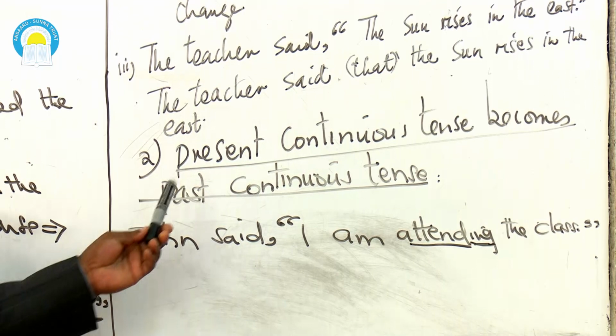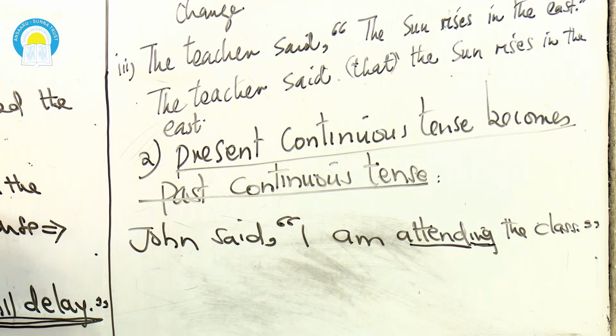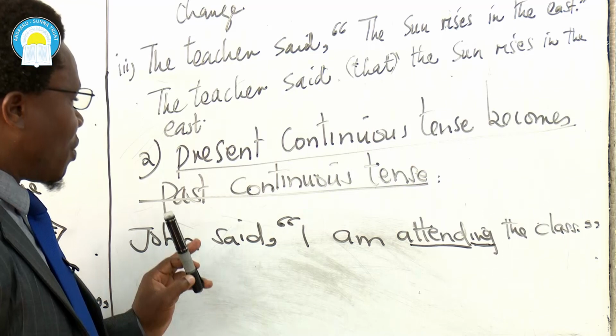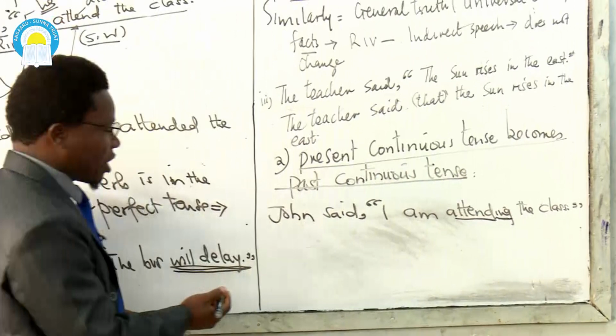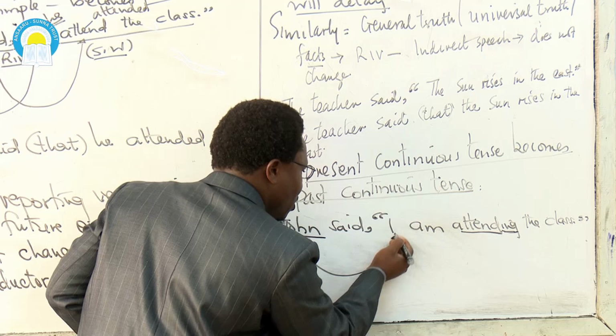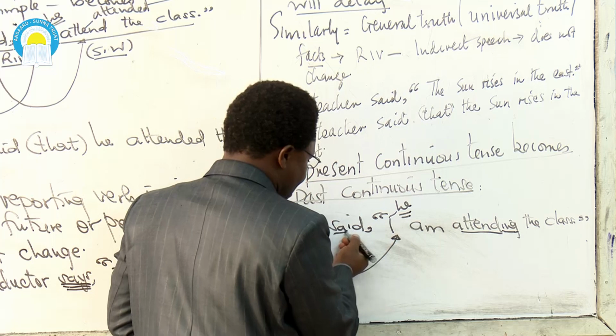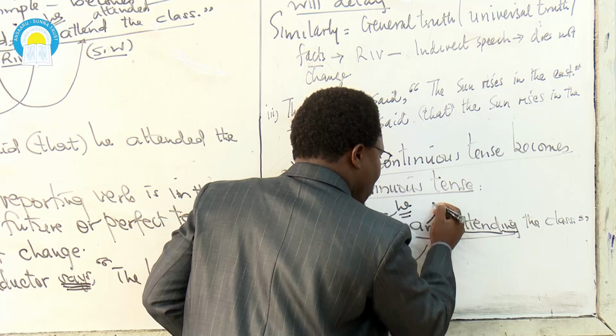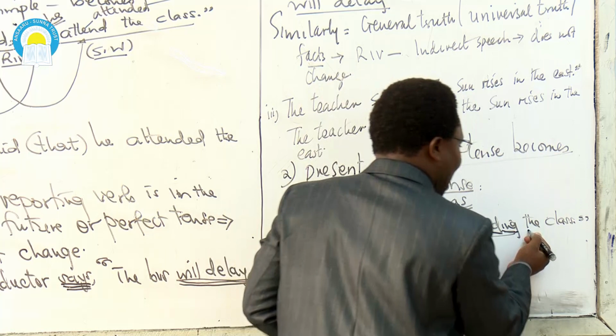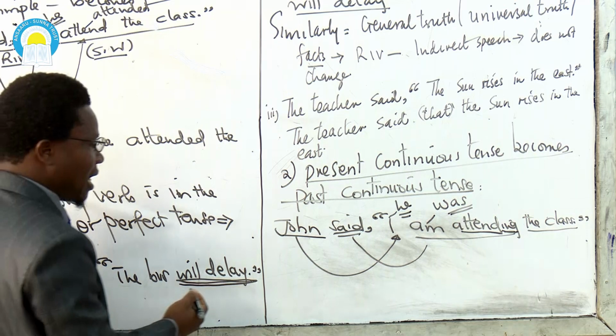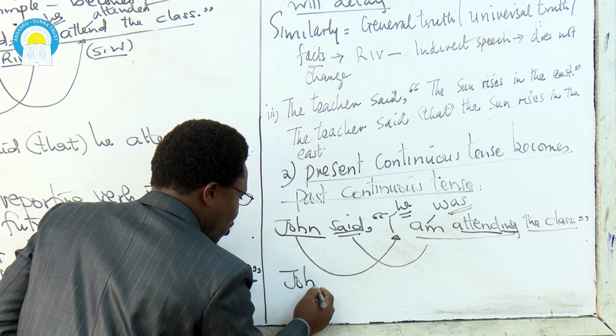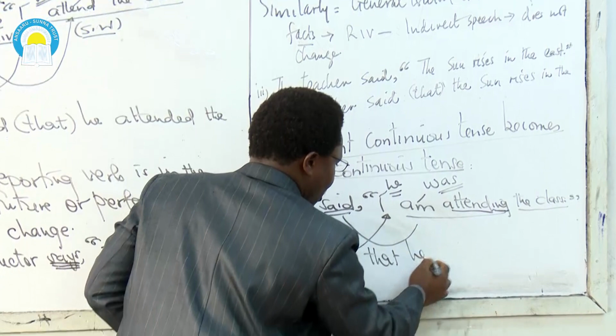Therefore, when rewriting this sentence into indirect speech, the present continuous tense, as I've said, becomes past continuous tense. As a matter of fact, John shall affect I to become he, said shall affect I am attending, am to become was, and the class remains unchanged. Therefore, a sentence in reported speech shall be: John said that he was attending the class.